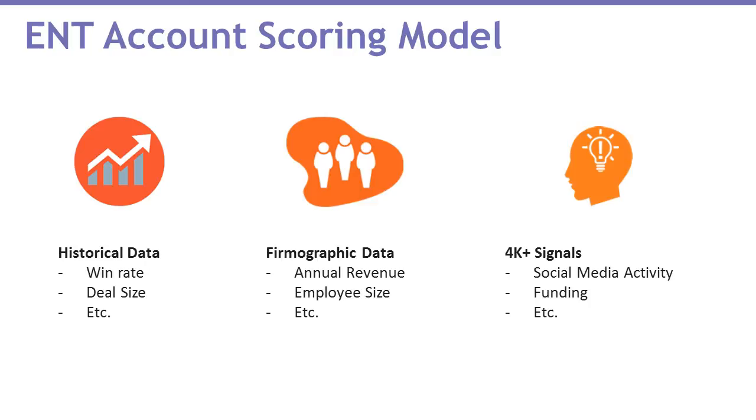And then lastly is really the big chunk of information that we're gathering within our systems, and that's where we're listening to more than 4,000 different signals that help us determine an account score and help us in the selection process. So those can be things like social media activity, which tells us how digitally savvy an organization is, or maybe it tells us information about their funding.